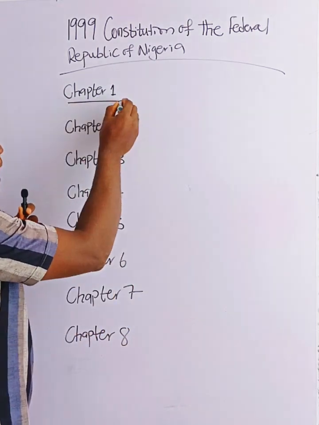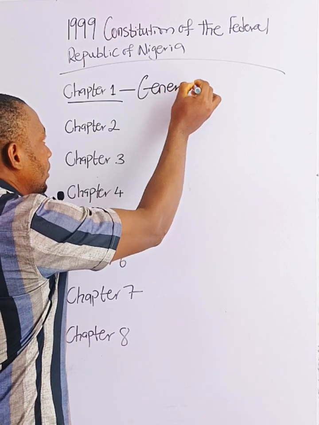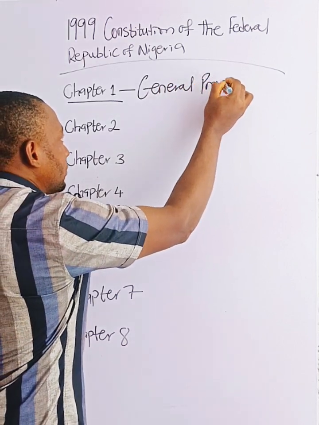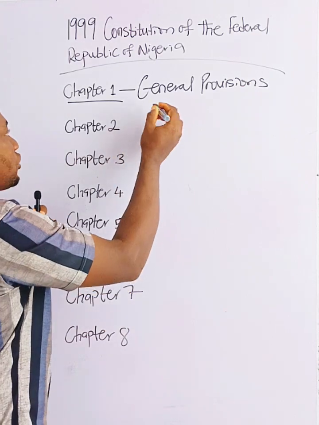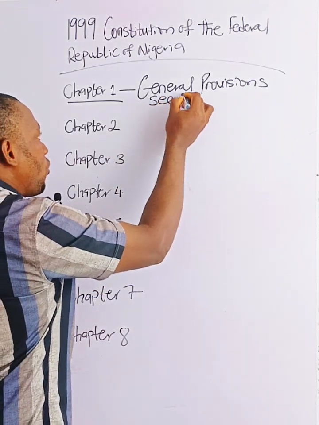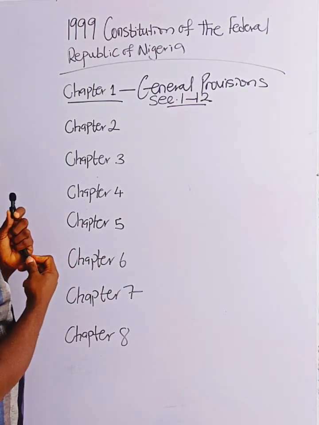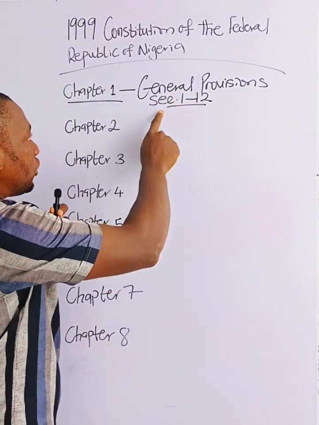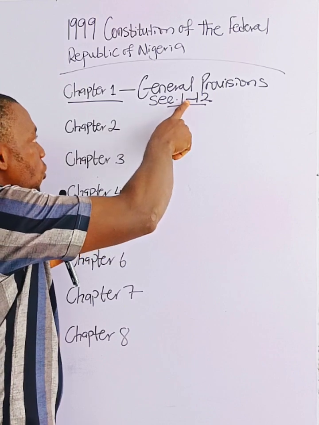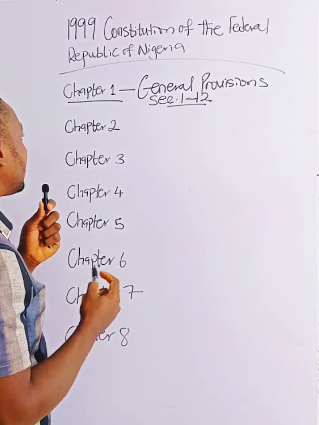All right, chapter 1 talks about general provisions. Chapter 1 consists of section 1 to 12. Chapter 1 of the Constitution of the Federal Republic of Nigeria is general provisions, which is section 1 to 12. Are you following? All right.